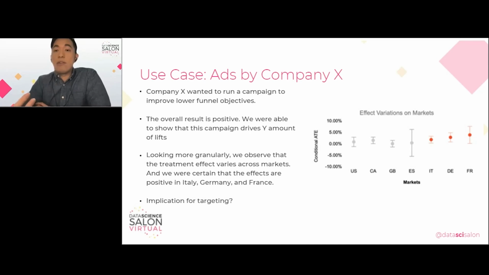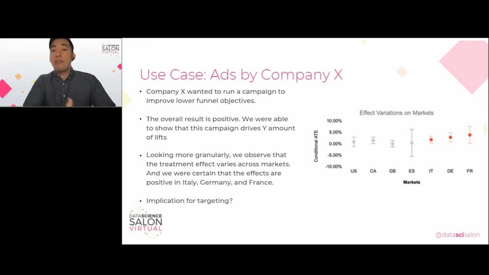The advertiser sometimes will come back and say, okay, on average you can tell me that my campaign is effective. But if I want my campaign to be more efficient, if I want to increase my ROI, I need to focus on a specific subgroup in the future. This is where causal forest comes in handy, or any type of machine learning method that can estimate the conditional average treatment effect.